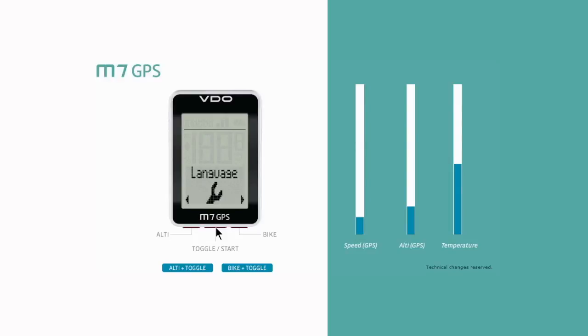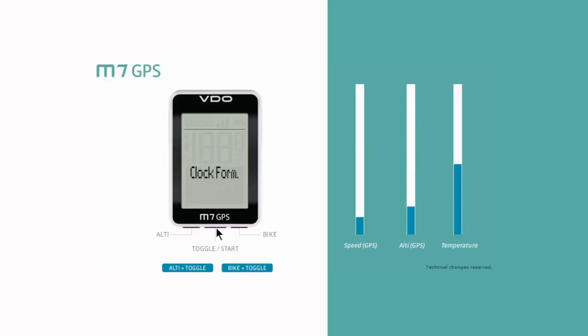You can then use the bike or Alti button to scroll to the next setting, Dimension. Open the menu and select whether the computer should measure the bike values in kilometers per hour or miles per hour. Once you have confirmed your choice, you will automatically reach the selection of the altitude format. Select whether you want to measure the altitude in meters or feet, and then determine the unit of temperature measurement, degrees Celsius or degrees Fahrenheit.